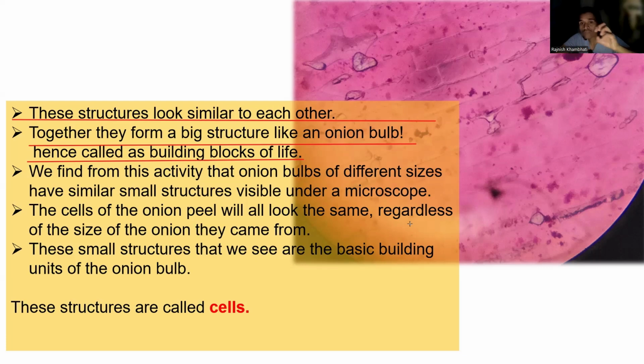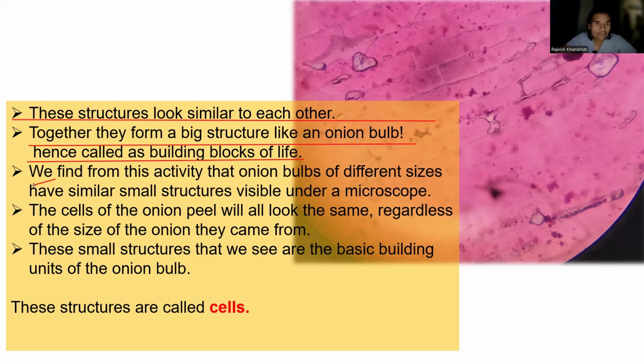What if I remove these cells one by one? There will be no onion bulb. So that is why it is called a building block. It is like the wall of your room. In the room, the walls are made up of brick, so the brick is the basic structure in the wall. Similarly, the cell is the basic structure of every living organism, here of the onion bulb.